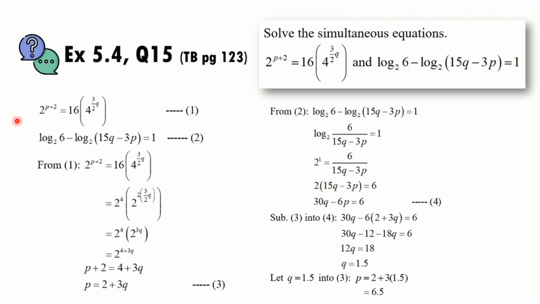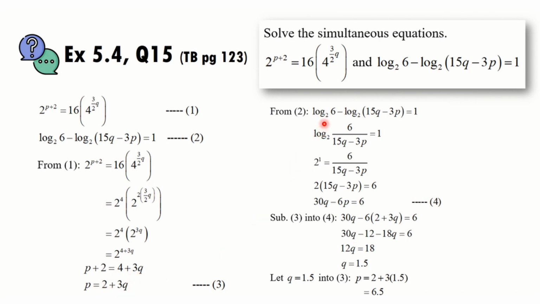We will now take a look at question 15 from Exercise 5.4, textbook page 123. We would like to be solving these two simultaneous equations. From the first one, what we will do is to make the bases all common first, so that we can actually equate the exponents. So for 16 and 4, we can change them to a base of 2, and then after that we will get the equation 2 to the power of p plus 2 equals to 2 to the power of 4 plus 3q. By equating the exponents, we see that p plus 2 is equal to 4 plus 3q. We then make p the subject.